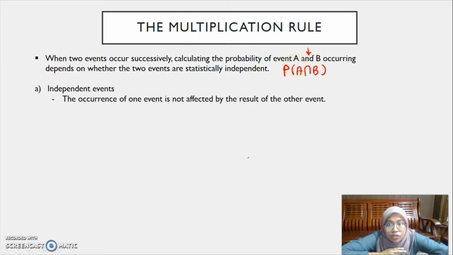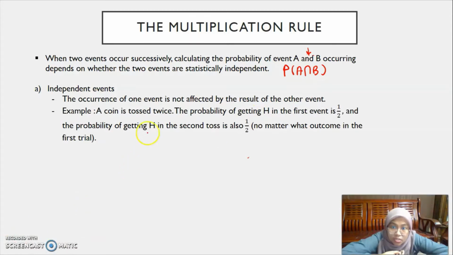For the multiplication rule, it is divided into independent events and dependent or non-independent events. For independent events, the occurrence of one event is not affected by the result of the other event. For example, a coin is tossed twice. The probability of getting head in the first event is 1/2.